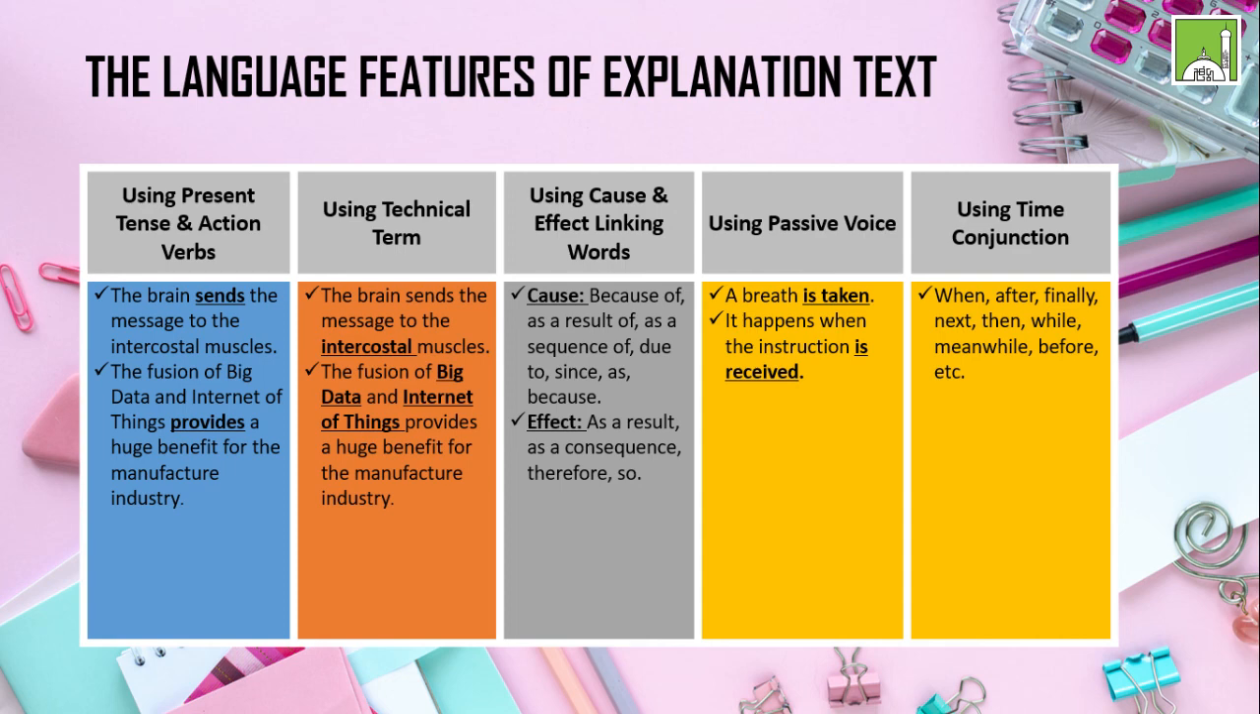And then the last one, you also need to pay attention to conjunctions, especially the conjunctions of time, because there are sequence explanations. Then you need to show the time clearly. For example, when the breathing process happens, the brain sends blah blah blah. After, before, finally, meanwhile, or etc.